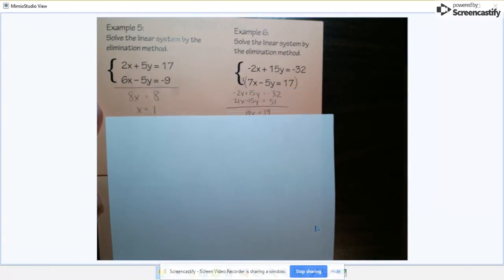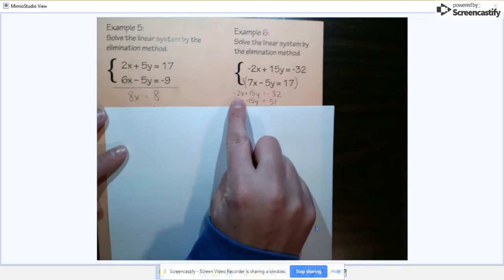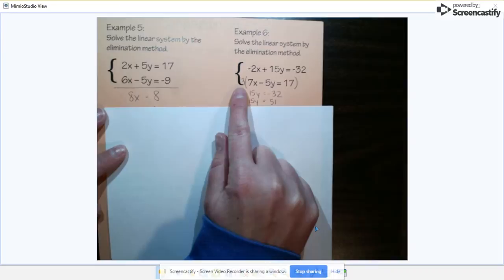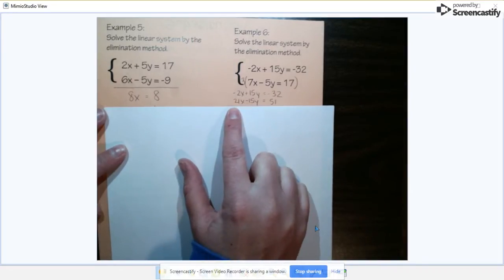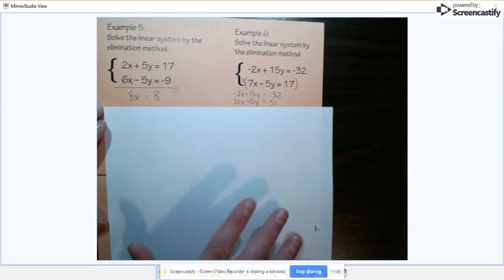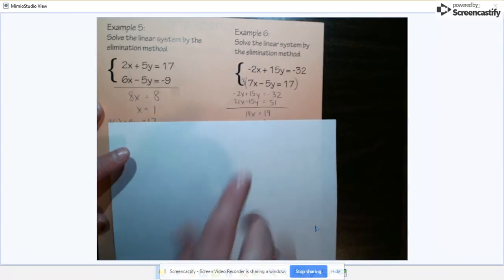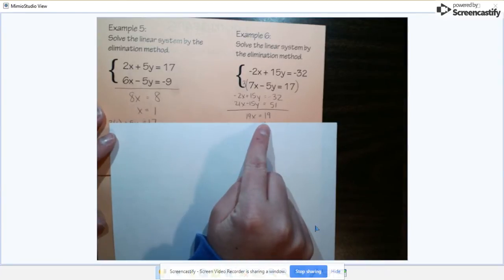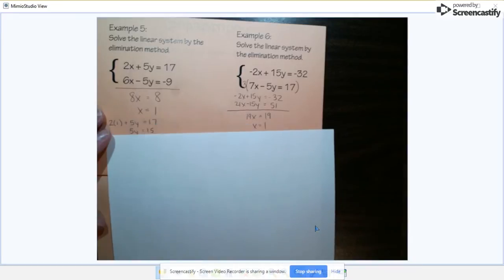So what I did was just copy down my first equation, negative 2x plus 15y equals negative 32. Then I multiplied the second equation by 3 and wrote that here. So I get 21x minus 15y equals 51. And now if I add my 2 equations, my x's will become a 19x, my y's cancel off, and negative 32 plus 51 gives me 19. Again, I can solve for my variable, so we get x equals 1.